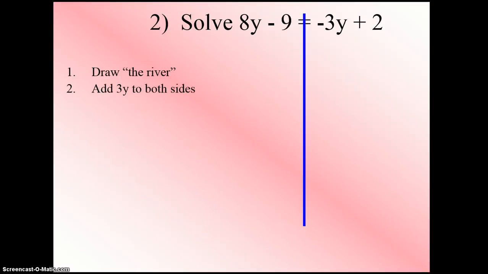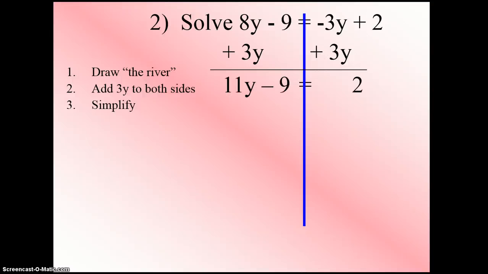I'm going to add 3y to both sides because the opposite of negative 3y is a positive 3y. That's going to cancel out the 3y on the right-hand side. When I simplify, that's going to leave me with 8y plus 3y. 8 plus 3 is 11y. Bring down the negative 9 because I haven't done anything with it, so 11y minus 9 equals 2. All that's left over there is a positive 2.